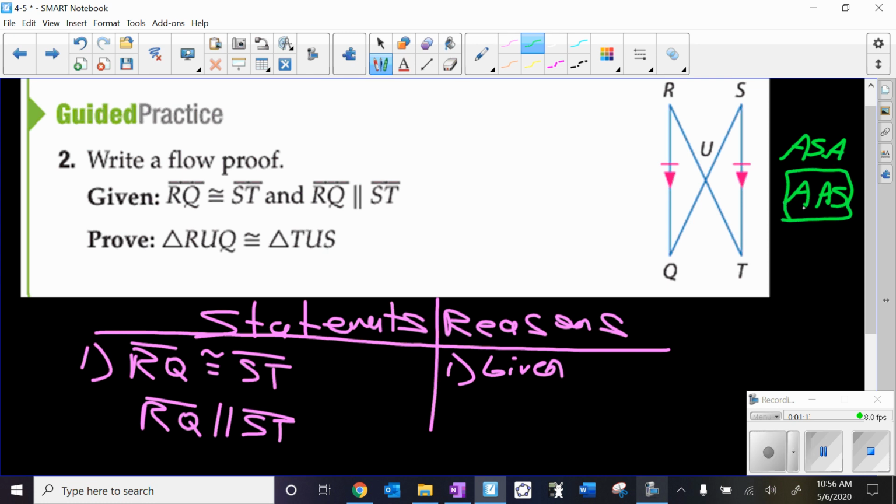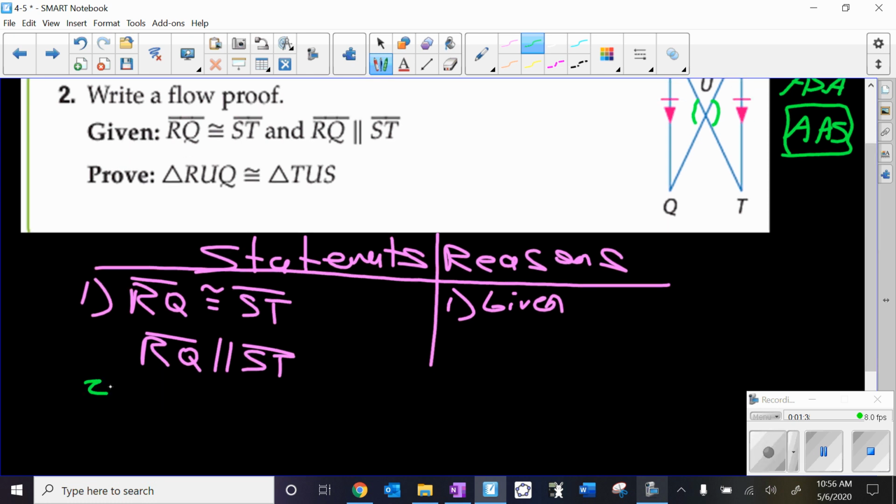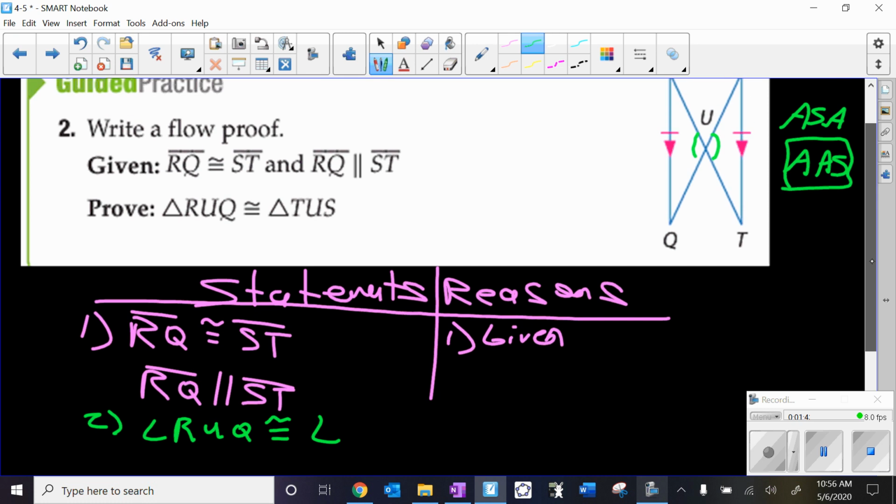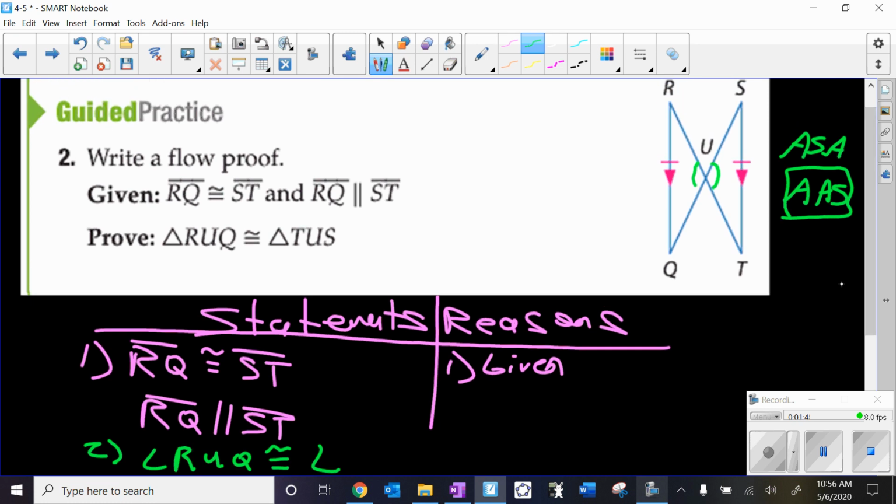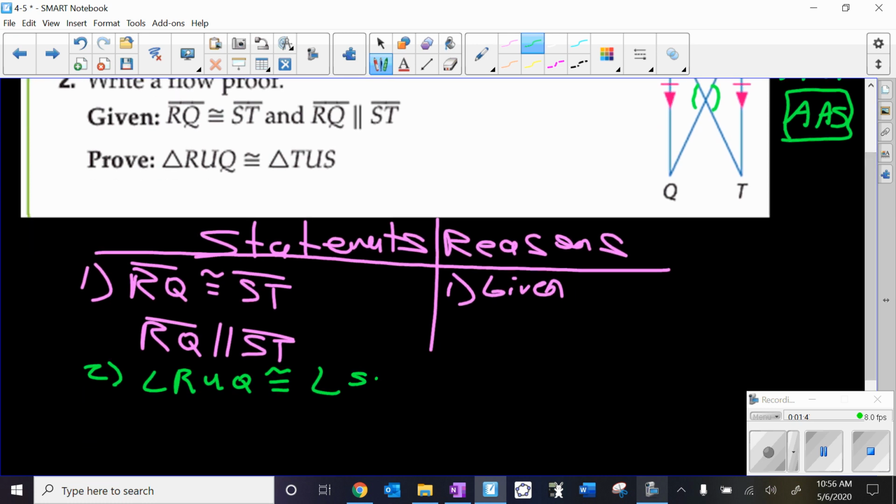So in order to do that, we're going to point out these angles right here. Hopefully you recognize those types of angles. Those would be considered vertical angles. So we know that those two angles would be congruent. Angle RUQ is congruent to angle SUT by vertical angles.